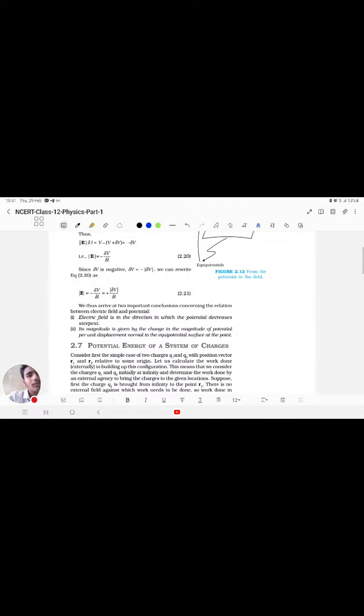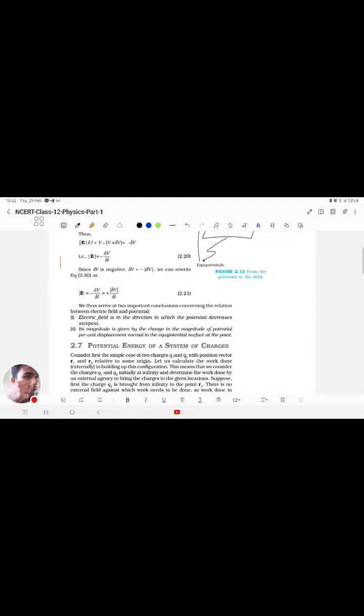So basically from the relation, first of all the electric field magnitude is equal to the gradient of electric potential along that particular distance in which we are calculating. So electric field is actually in the direction in which the potential decreases the steepest. So the del V, if it is higher, I mean okay fine great, what else we will have, the magnitude is given by the change in magnitude of the potential per unit displacement normal to the equipotential surface at that particular point. Okay fine great.